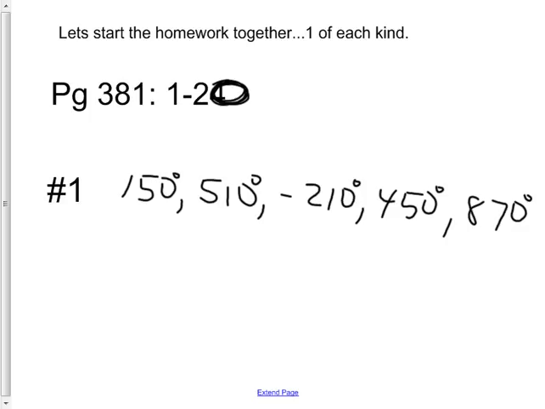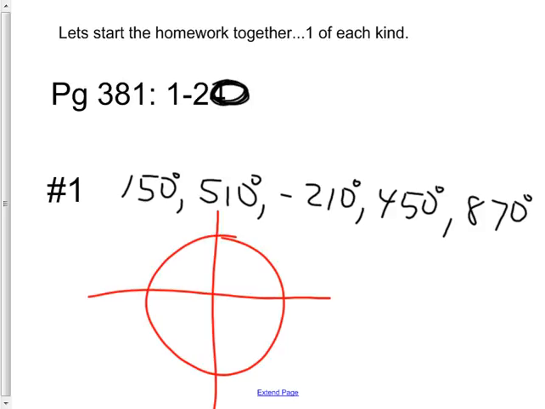Coterminal means that they're in the same exact spot. Can you name 2 of these angles that are the same exact thing? Picture the circle. Picture where 150 would be. Do you get the 150 be like right about there? Because it's a little less than 180? Okay, so which one is the same as that? The negative 210. Do you know why it's the same as that?